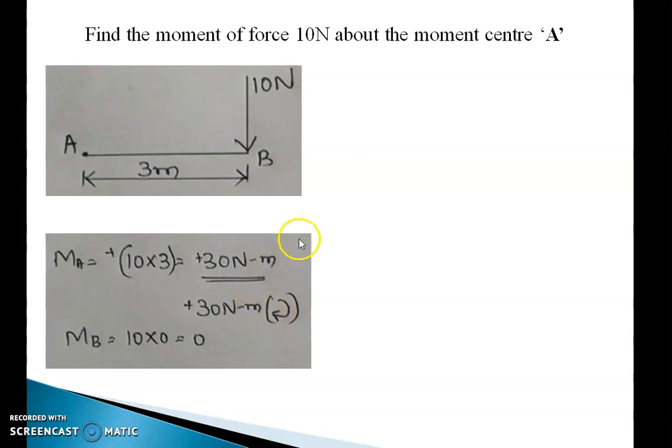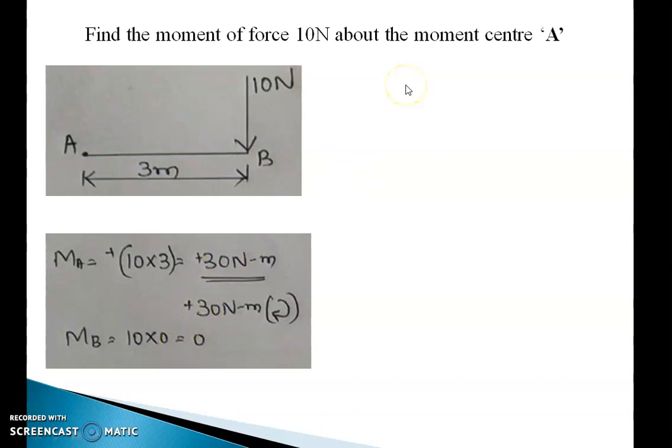Now in the same problem, the moment about B was not mentioned. The force starts, or converges or diverges, from point B itself. So the moment about B is force into perpendicular distance. When the force starts from a particular point, there is no perpendicular distance. So 10 into 0 is equal to 0. The moment about B is equal to 0.